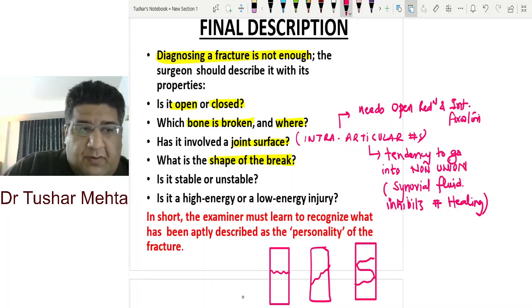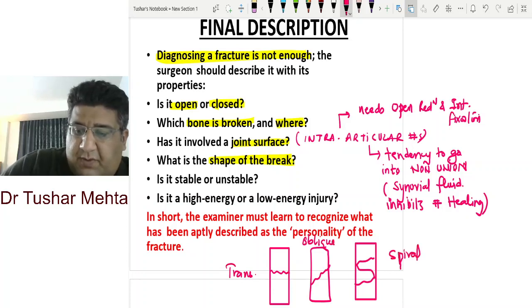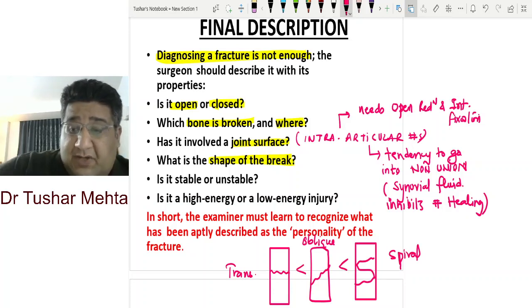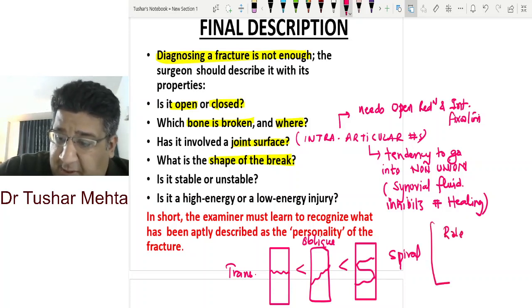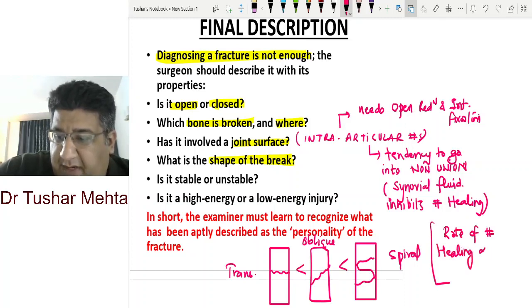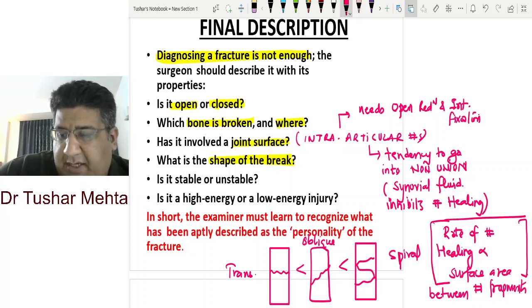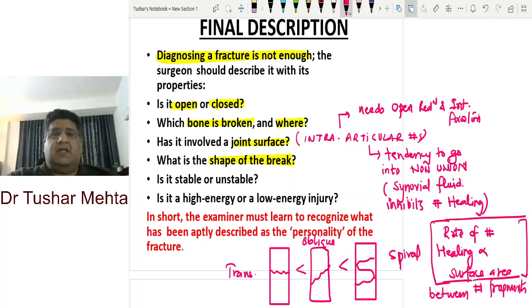Now, I want all of you to understand that this is a transverse fracture, this is an oblique fracture, this is a spiral fracture. Remember that spiral heals earlier and better than oblique, and oblique heals earlier and better than transverse. Why? Because of a simple logic: the rate of fracture healing is directly proportional to the surface area between the fracture fragments.